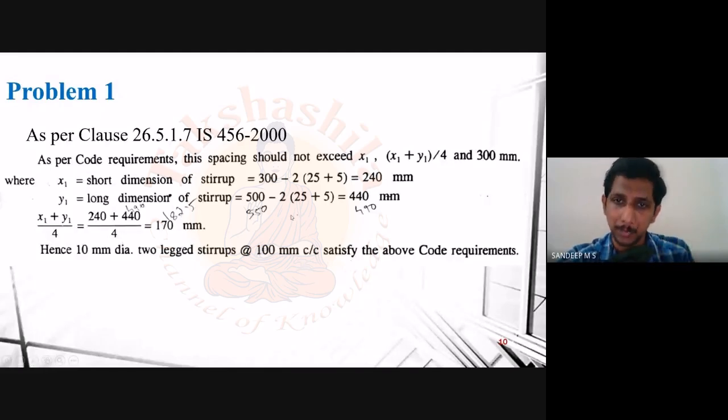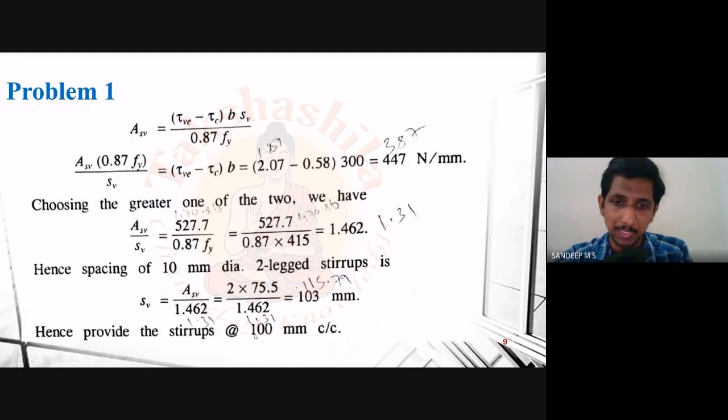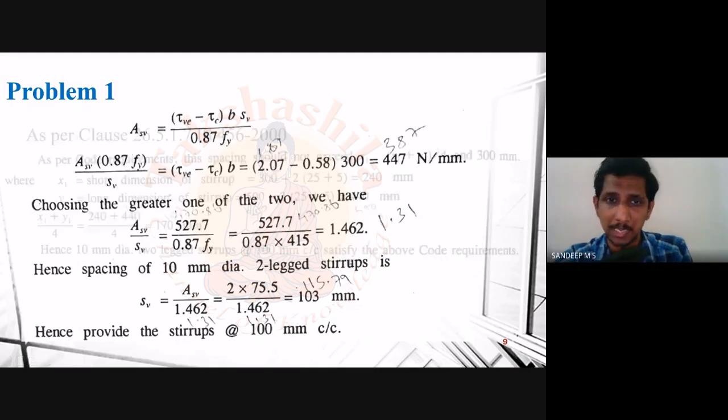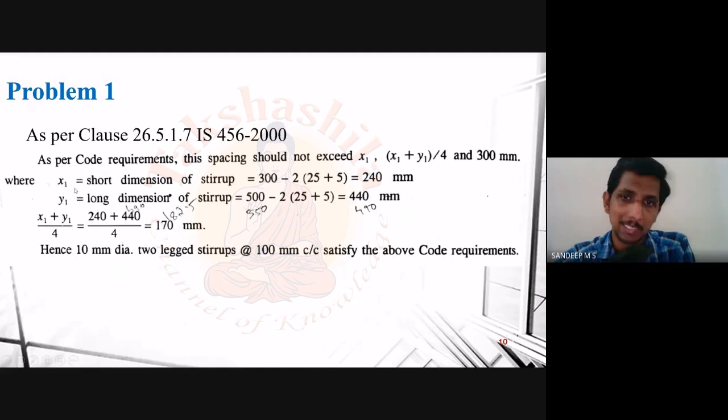Suppose from the design you have provided it at a distance of maybe 250 millimeters. I am just not talking about this problem. In some other problem, you obtained the spacing as say 250 millimeters, and when you perform this check, you will find that x1 is 240, but the distance provided is 250, which has exceeded this value. So you cannot provide 250. What you have to do is restrict that to this value 240. Also compare with the remaining two and ensure that you are providing the smallest of all these values. Okay, so that is how you will complete this problem.